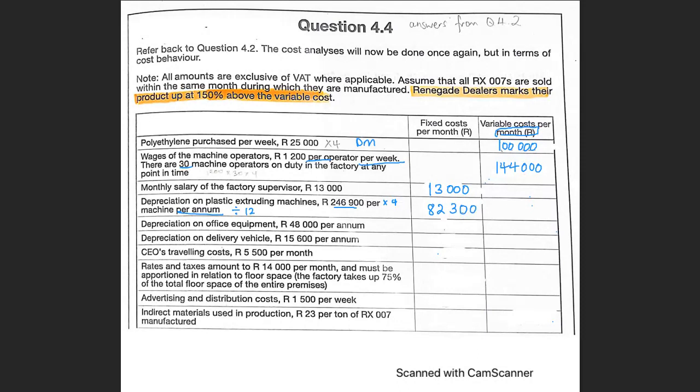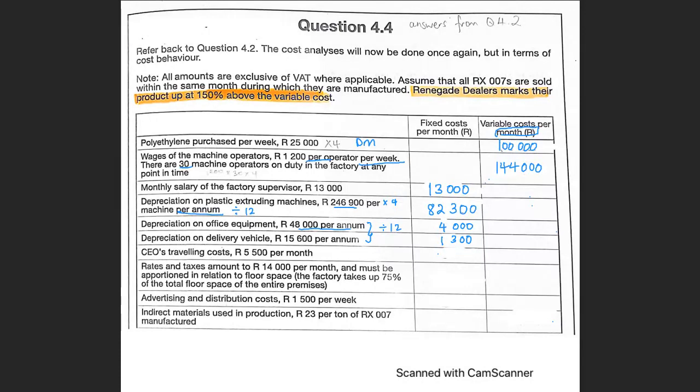So both the depreciation items next up as well will be fixed in nature, and they're both on an annum basis, so you will divide both of them by 12. So we already did this. So that was a figure of 4,000 rand under your fixed cost for the first one, and then 1,300 rand under the second one. So those were your depreciation items.